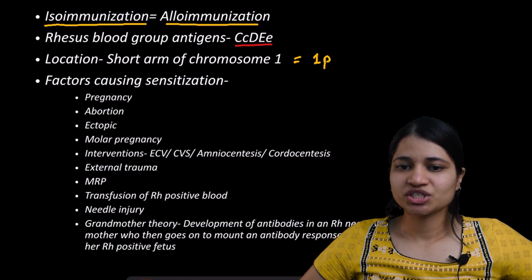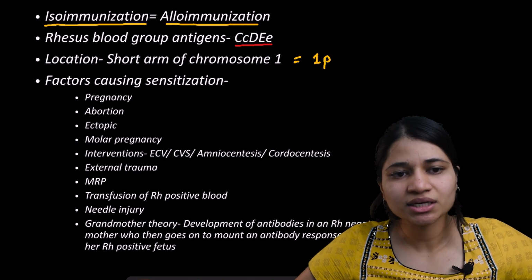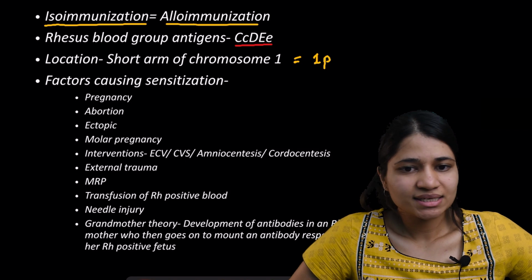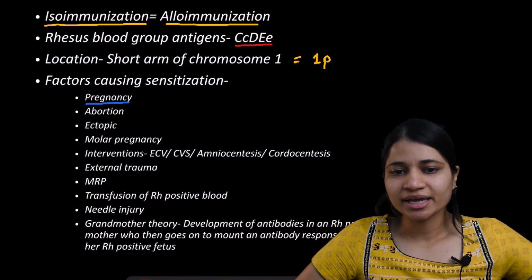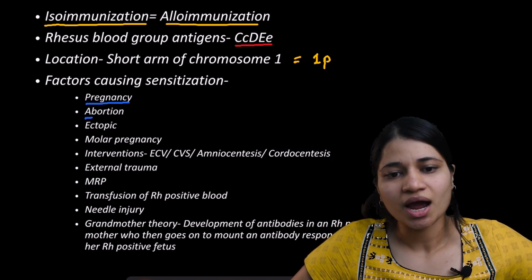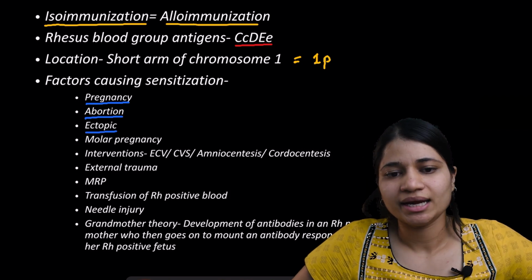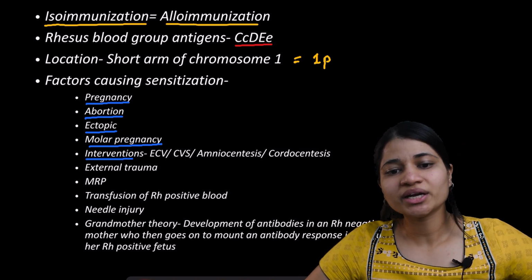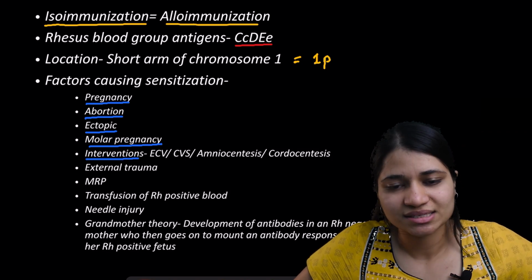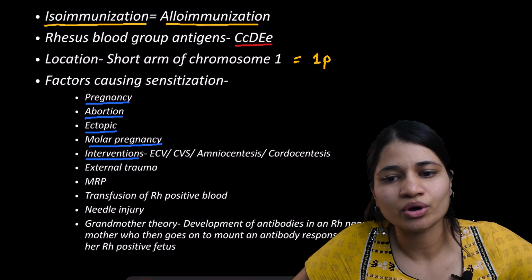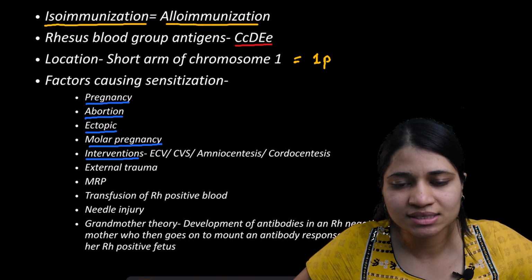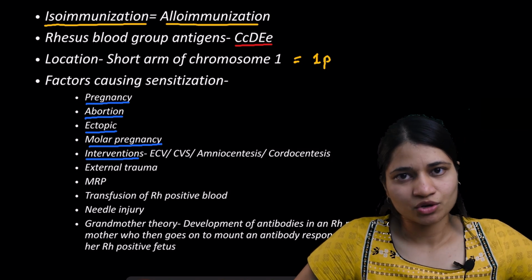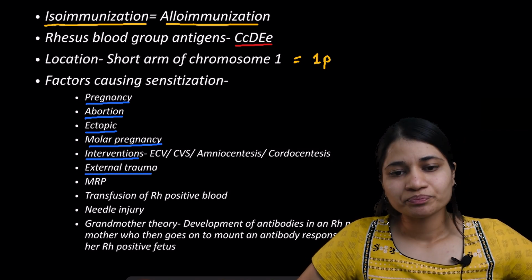What are the factors which can cause sensitization in the mother leading to Rh isoimmunization? So as we know, pregnancy is the most common cause. It can also occur due to an abortion, after an ectopic pregnancy, or after any molar pregnancy. It can occur because of interventions done by the doctor, such as external cephalic version, amniocentesis, chordocentesis or chorionic villus sampling. Even external trauma can cause sensitization in the mother.